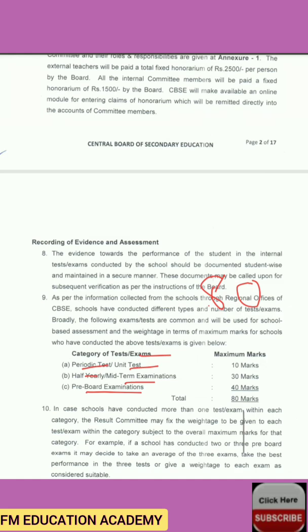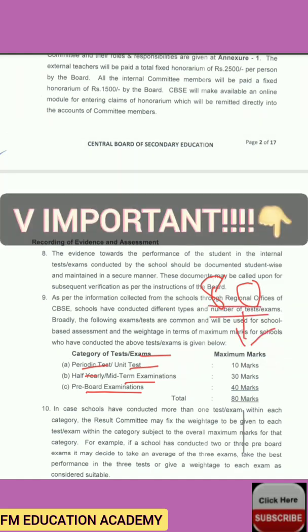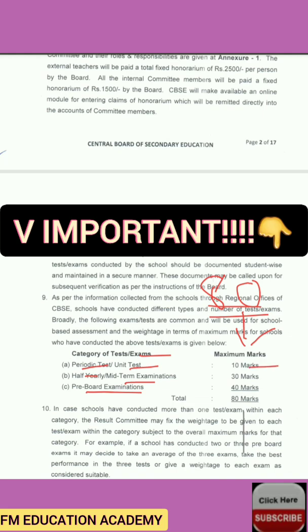These 80 marks which are set by the board will be divided as follows: 10 marks will be given for periodic test or unit test, 30 marks will be given for half yearly or midterm examinations, and 40 marks will be given for pre-board examinations. So 10 plus 30 is 40, 40 plus 40 is 80. So total 80 marks are finalized.